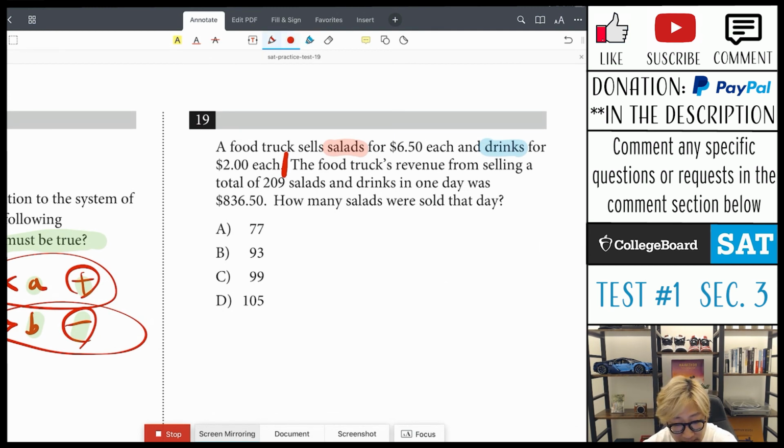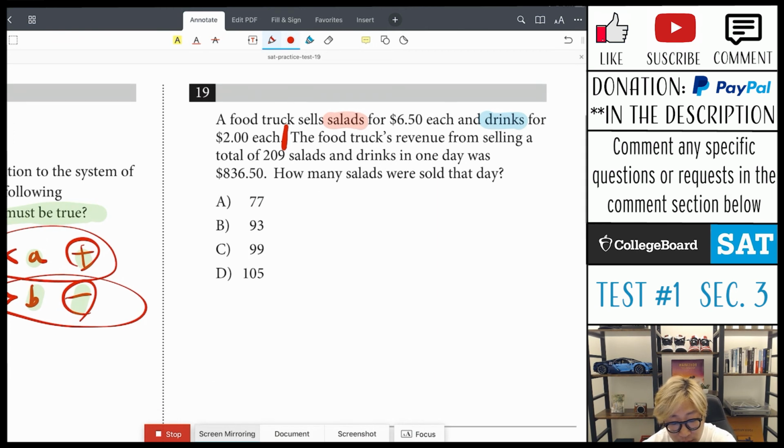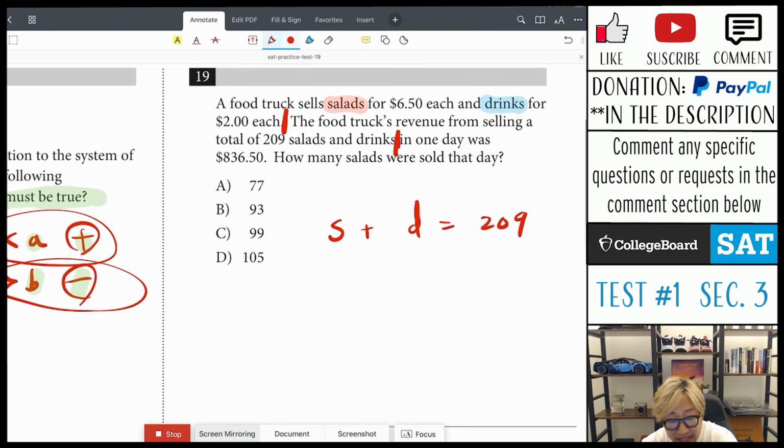So let's take a look. The food truck's revenue from selling a total of 209 salads and drinks. So salads plus drinks is 209. Once again, S represents the number of salads, not the dollar values, and D represents the number of drinks, not the dollar values. So the number of salads and drinks together must be 209. Now we do the dollar value version.